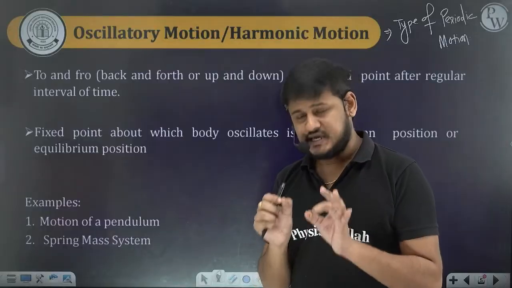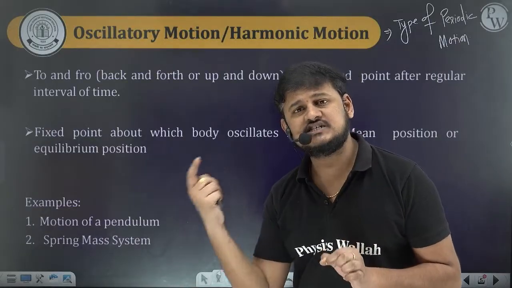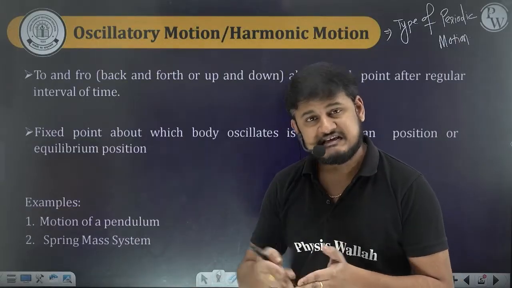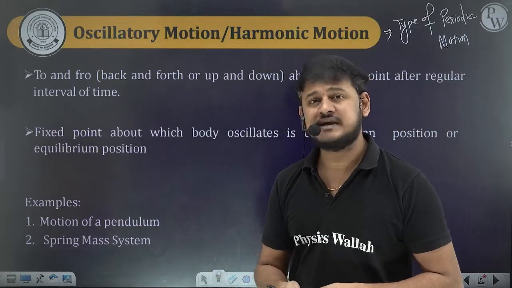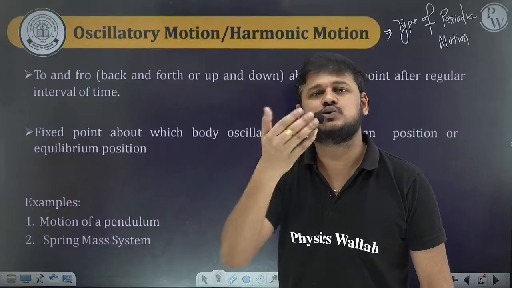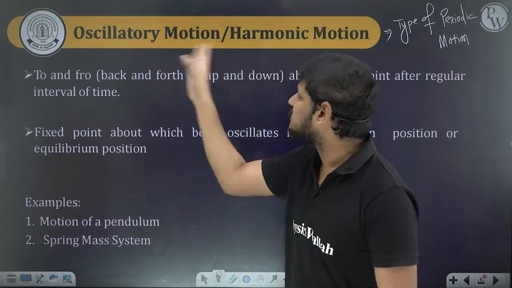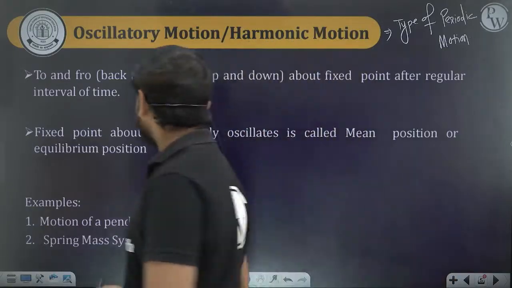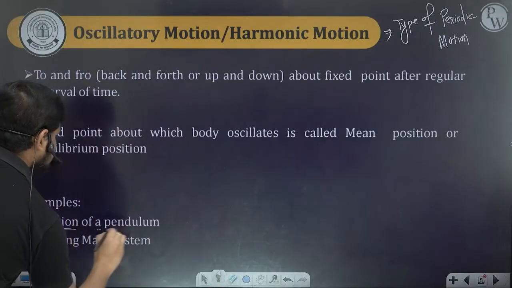So the periodic motions are the ones which repeat themselves after a regular interval of time. A periodic motion which makes a to and fro or back and forth motion is oscillatory motion or harmonic motion. That's it. The simple example I can give is the motion of a pendulum.